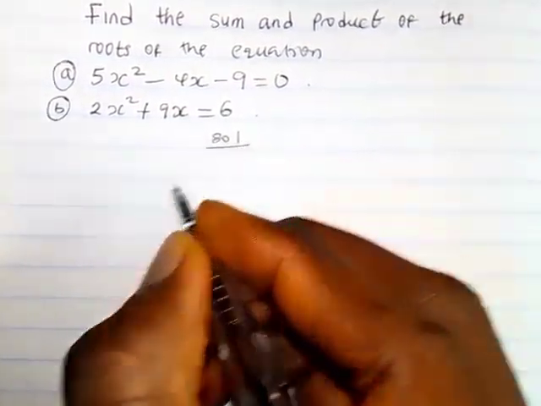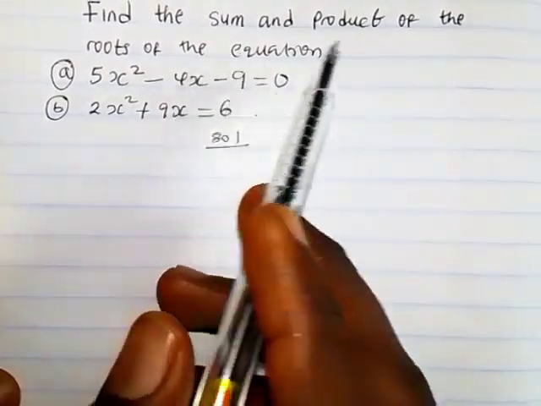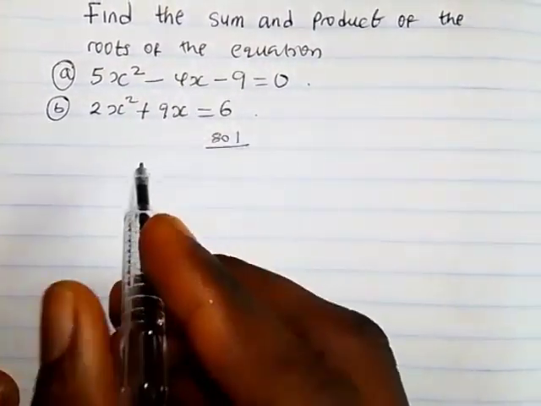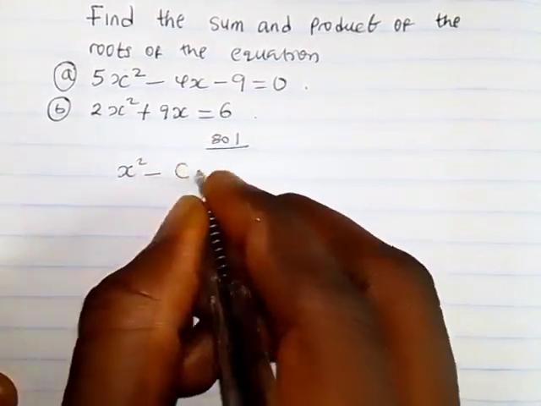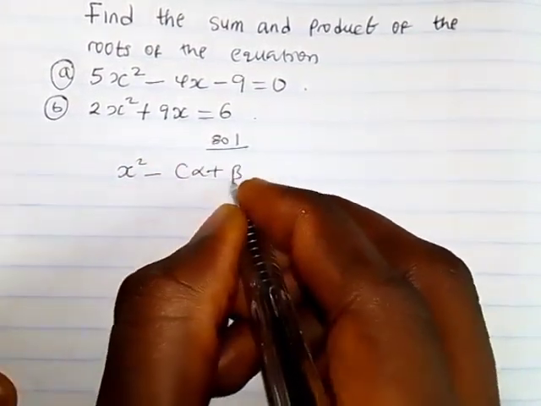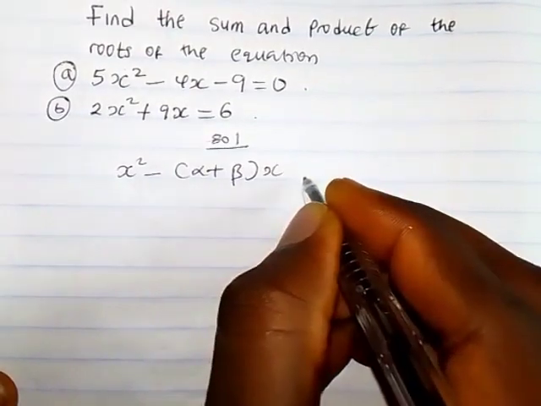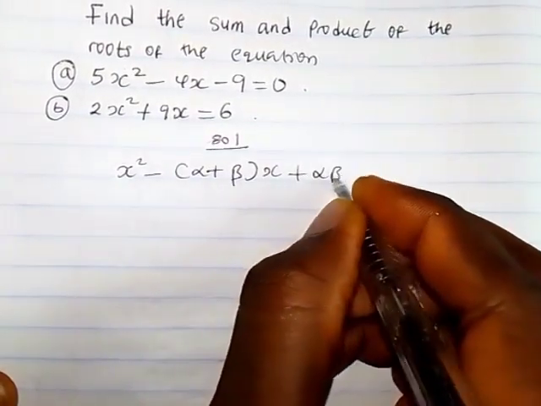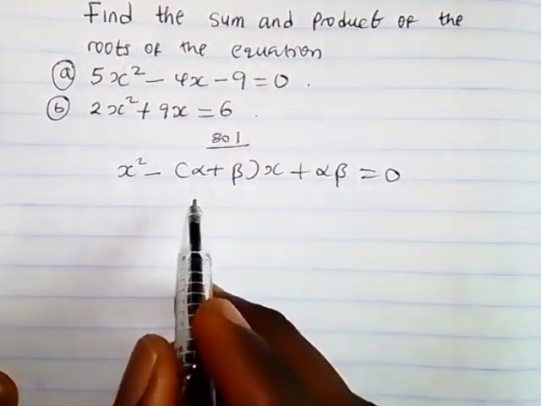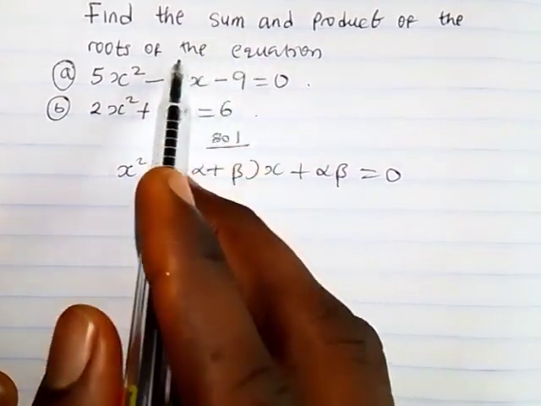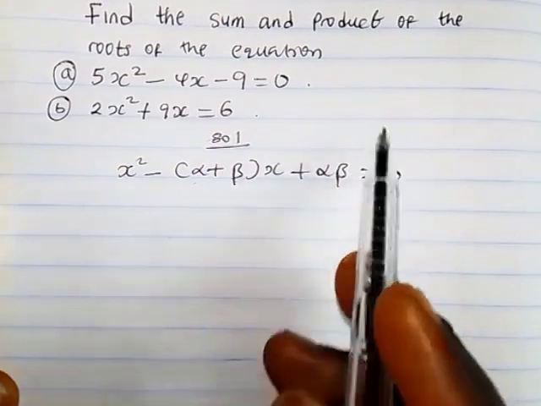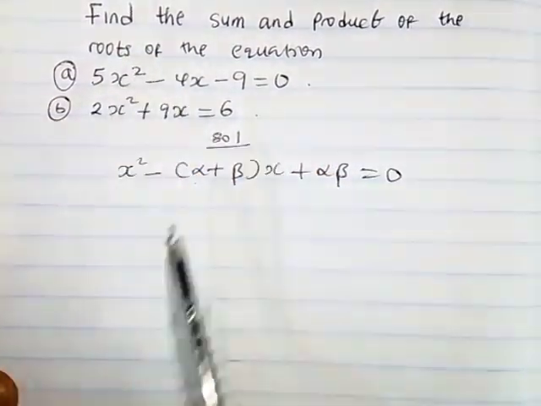Solution. The formula for finding the sum and product of the roots of the equation is given by x squared minus (alpha plus beta) multiplied by x plus alpha beta equals 0, in which alpha plus beta is the sum of the roots of the equation and alpha beta is the product of the roots of the equation.